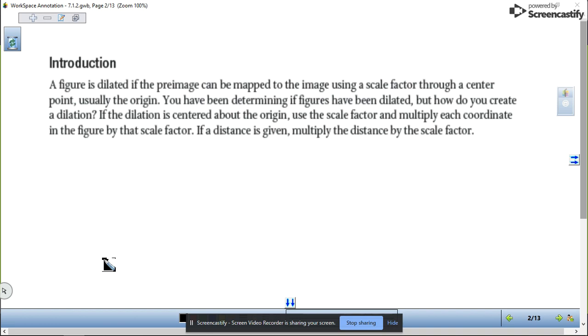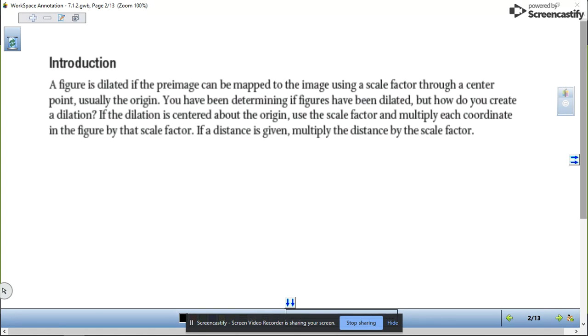Alright, so guys, for 7.1.2, it's really just a continuation of the previous lesson, 7.1.1. So a figure is dilated if the pre-image can be mapped to an image using the scale factor through a center point, usually the origin. You've been determining if figures have been dilated, but how do you create a dilation?